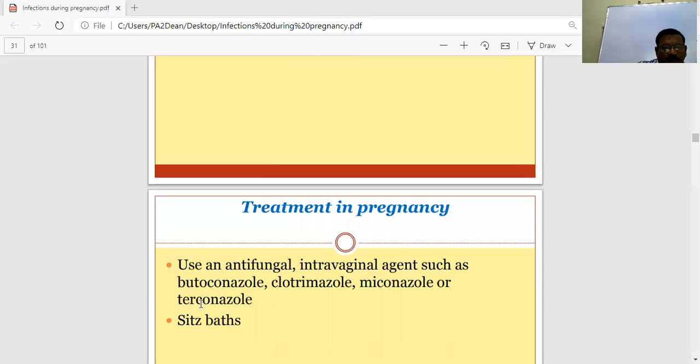Treatment in pregnancy: use an anti-fungal vaginal agent such as butoconazole, clotrimazole, and miconazole or terconazole, and have sitz baths.